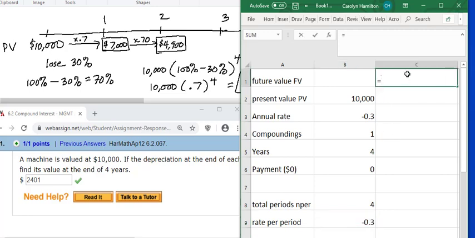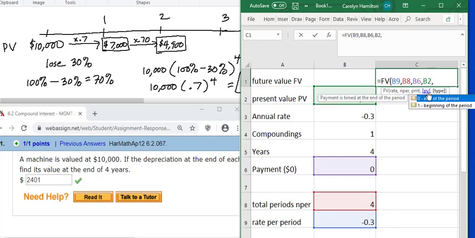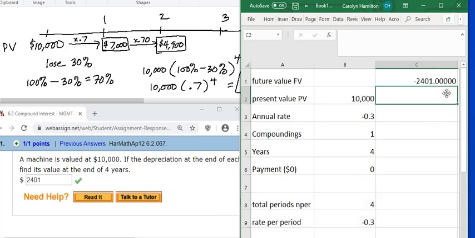Future value equals, to put it into calculation mode, future value with a tab, interest rate per period, lose 30%, comma, for 4 years, no additional payment, start out with a value of 10,000. You can have it default to 0 for the type, and there it is, 2401. And notice that Excel puts opposite values on the future value and the present value.